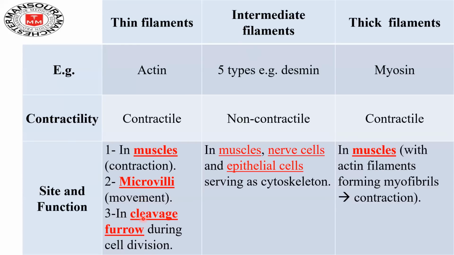Also, actin could be found in the cleavage furrow, and this cleavage furrow is the area of separation of two cells after cell division, the area of separation of the two daughter cells to give finally two daughters separate from each other. This is the cleavage furrow and it's formed of actin. When this actin contracts, it divides the cell into two daughter cells. These are the sites for the actin.